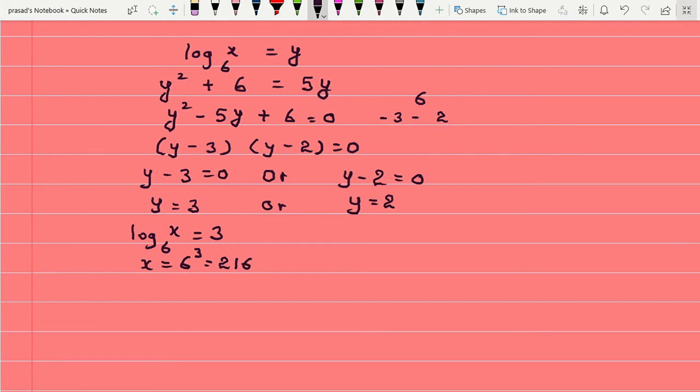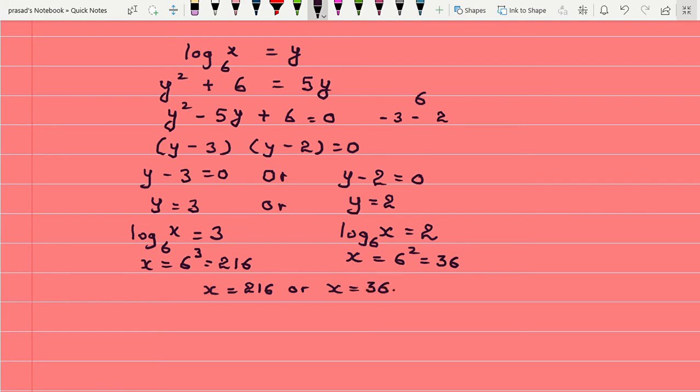Then come to the second value or second root. So you get log x to base 6 is equal to 2, which gives you x is equal to 6 square, that is 36. So the two possible values are x is equal to 216 or x is equal to 36. These are the two roots.